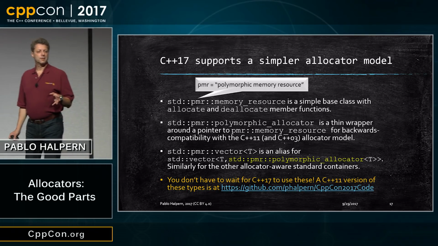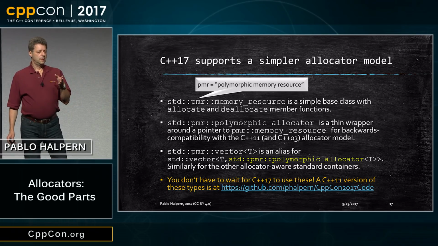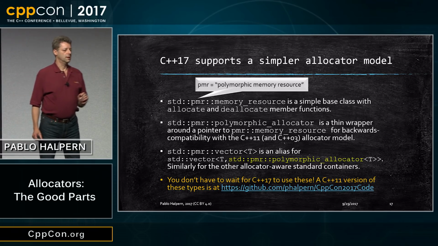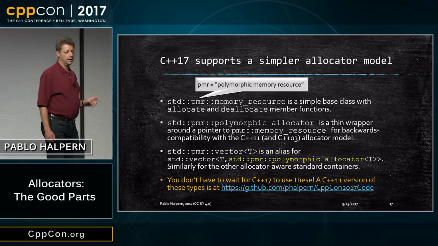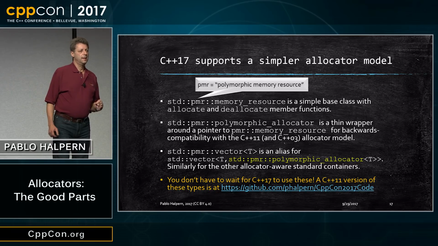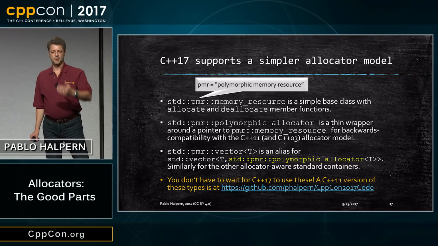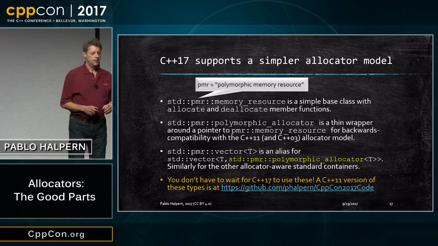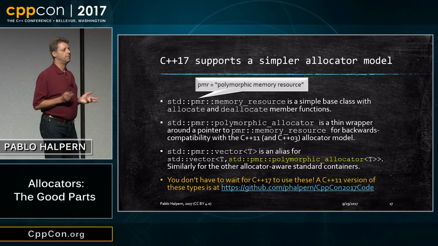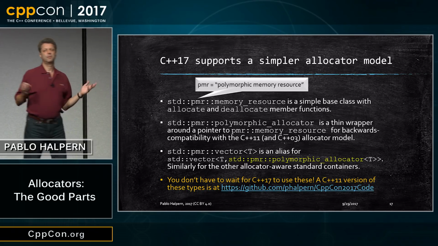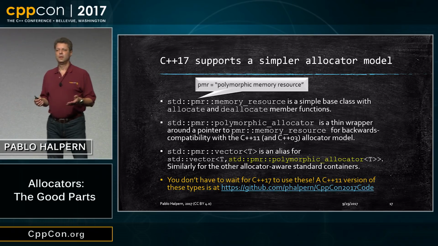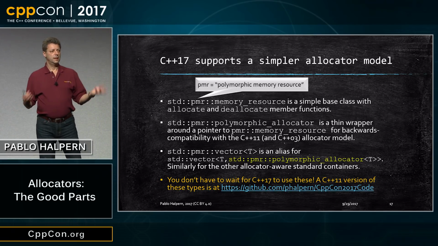The model that we introduced in C++17 is this polymorphic memory resource. It's a new namespace, PMR, and it has in it the memory resource type, which is a base class for creating your own memory resources. And then there's a polymorphic allocator, which is simply a wrapper around a pointer to the memory resource. It is an allocator in the full C++03 sense of the word. So it plays nicely with vector and string and anything else in the standard and outside the standard that uses the existing allocator model.